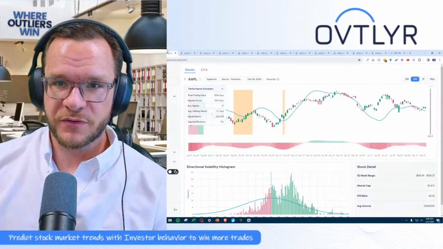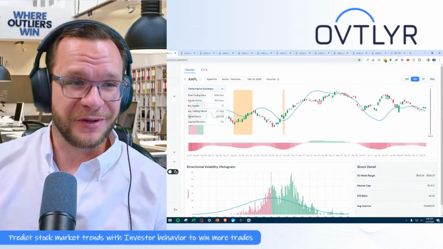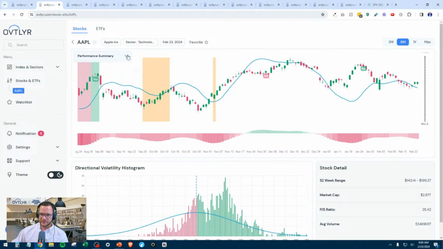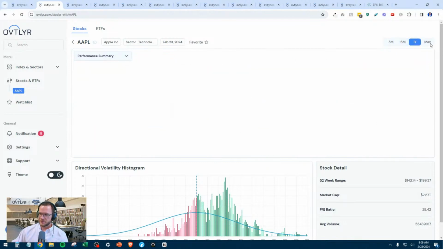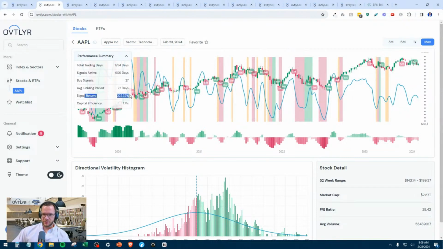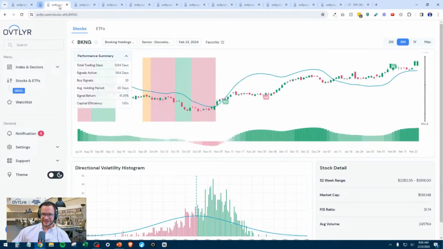All right, let's go through this list here. So we've got Apple, let me make this bigger. Apple, 322.32% signal returns. And there's not too many in the last year, only two. In fact, we could zoom out to the max view, and you can see all these buy and sell signals that have come through with Apple. Lots and lots of buy and sell signals and a 322% signal return. That's pretty outstanding. Let's go to the next one.